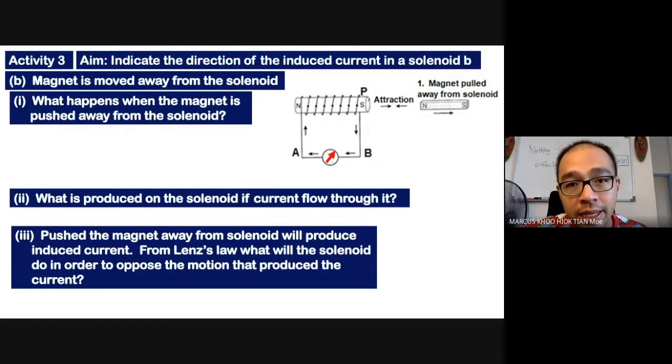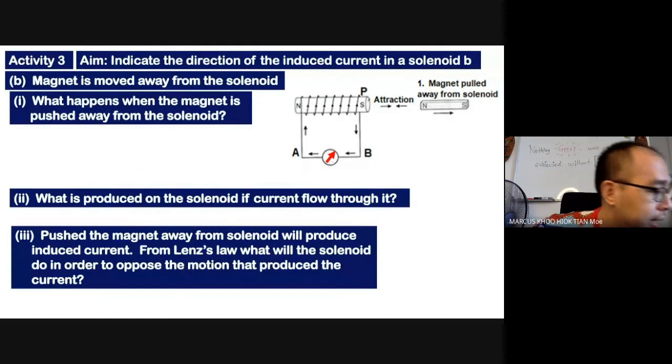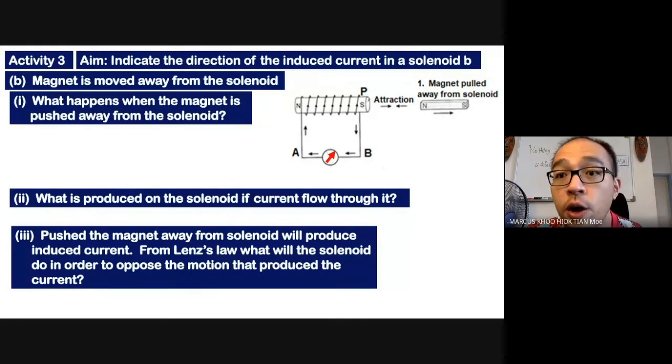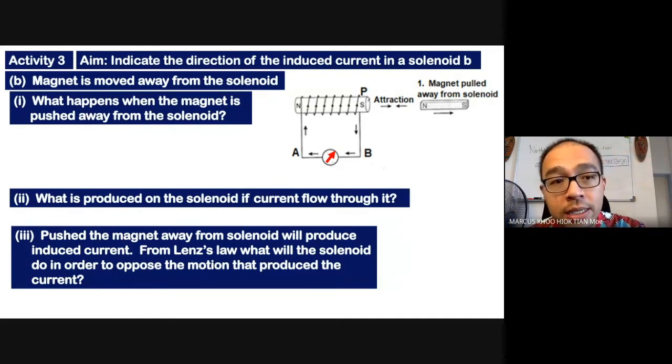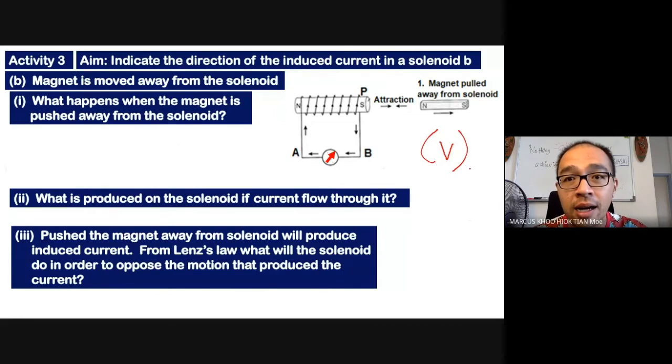I want you to try the next question on your own first. This one is where the magnet is moved away from the solenoid. The answers are almost all the same as the previous one. So try to answer this, until Roman number 5. And then I will continue. Let me give you 4 minutes to do this.